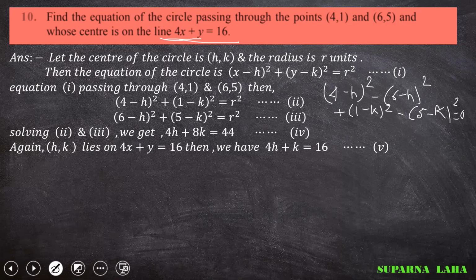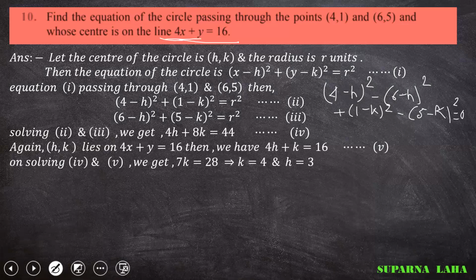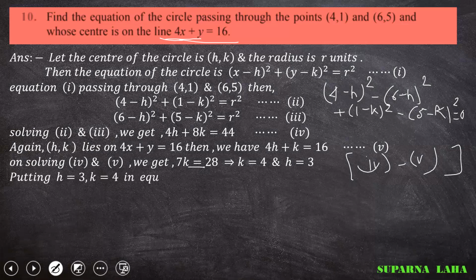Okay, now simplify equation number 4 and 5. If you subtract them, 4 minus 5, you will find 7k is equal to 28. So k is 4, and if k is 4, then h is 3. Put it into any equation, equation number 4 or 5, and you will find the value of h is 3. So h is 3 and k is 4.